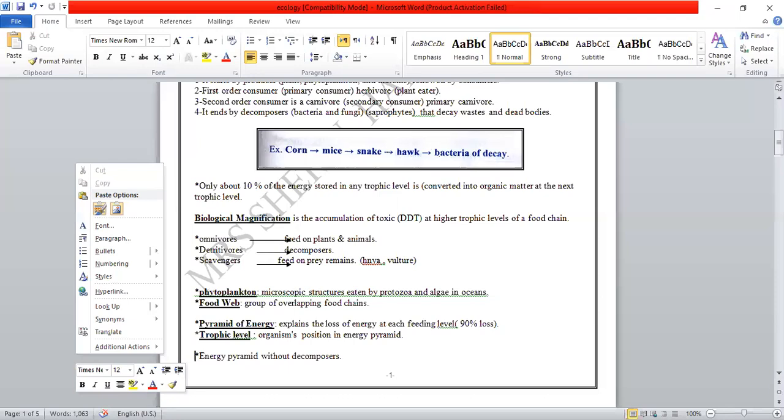But here the 3 snakes are eaten by one eagle. All the DDT and insecticide is accumulated where? In one eagle. In this case, what will happen? Poisoning, and it will die. This is biological magnification: the accumulation of toxic materials or DDT at the higher trophic levels of the food chain. Do you understand from the example I gave? Yes, I understand. Okay. The omnivores are those that feed on plants and animals.